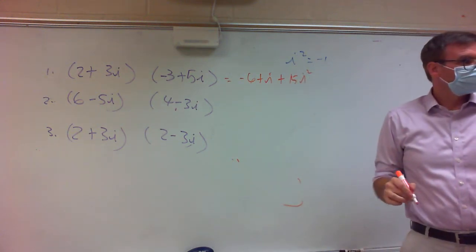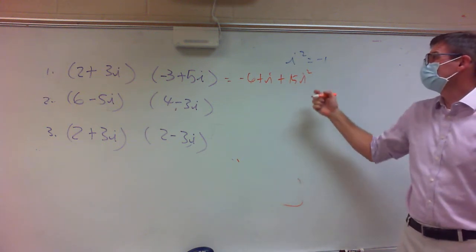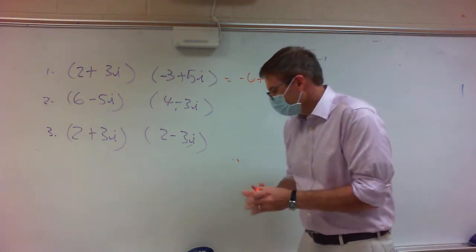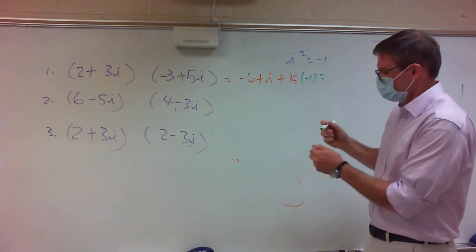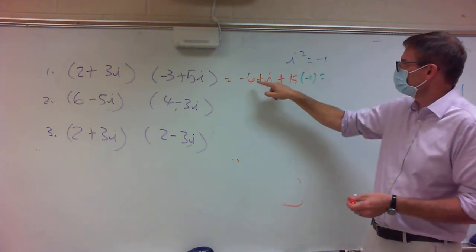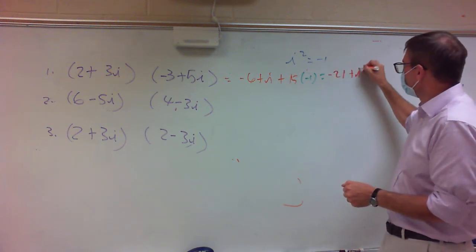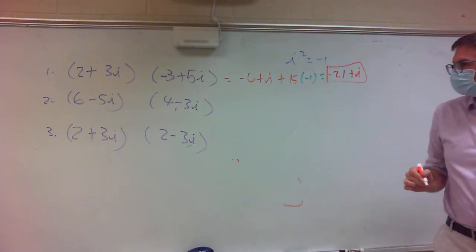Just treat that i like an x. But if you have an i squared, we have to write that down as negative 1. So remember that's a negative 1. And so negative 15 minus 6 gives me negative 21 plus i. Okay?